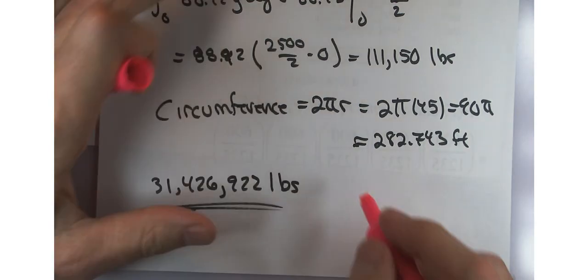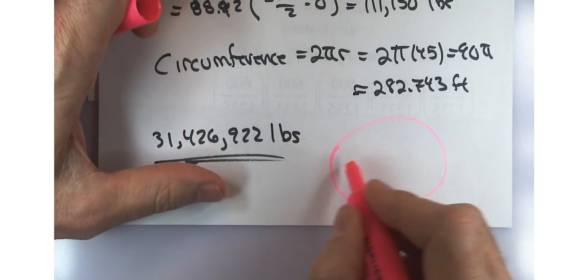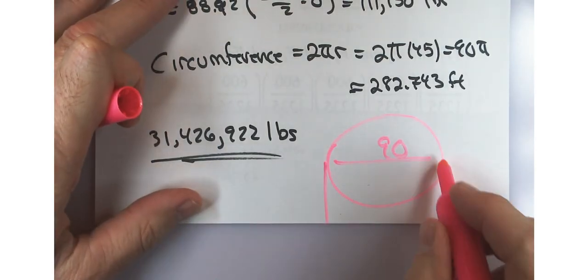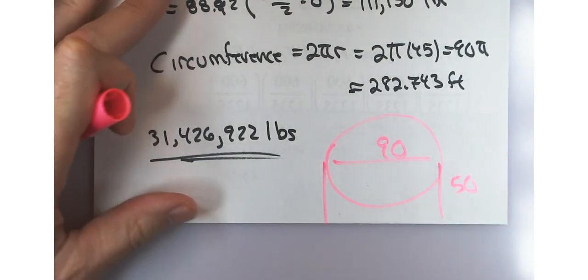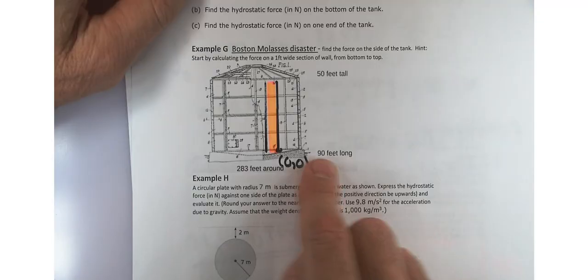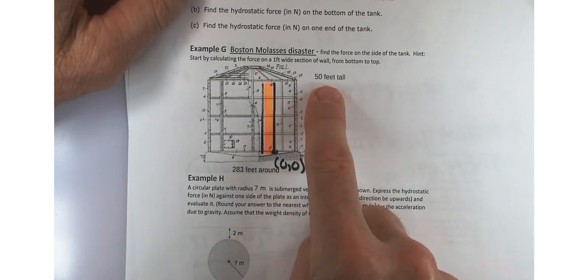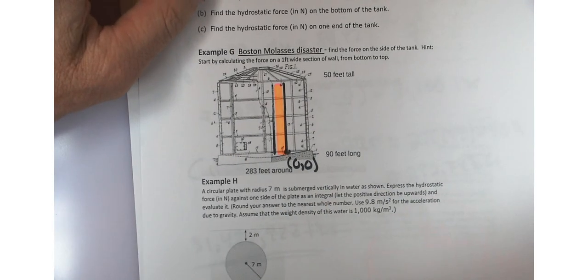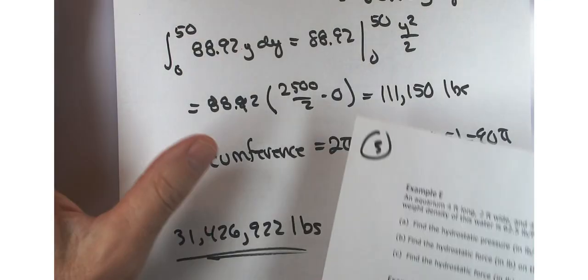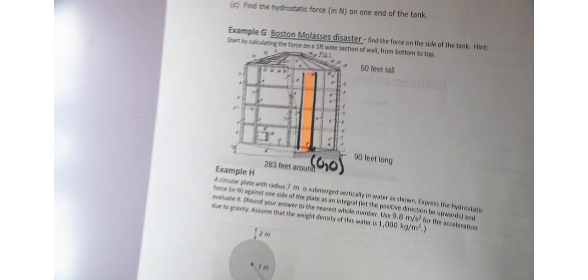The dimensions of the tank were 90 feet across and 50 feet tall. So, yeah, the dimensions are shown here a little bit. You're 90 feet long, that is across, 50 feet tall. So those are the historic dimensions. Any comments on that one?